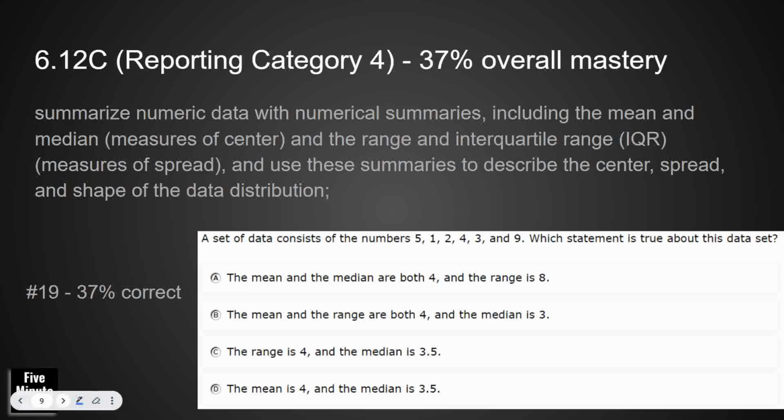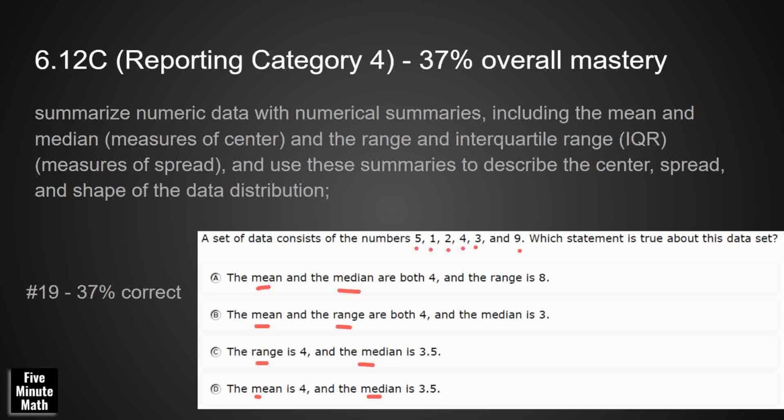So next, we are looking at 6.12c. This is in reporting category 4. We had 37% overall mastery. So we're summarizing numeric data. We only had 37% correct. So we had this data set here, and it's a pretty straightforward data set. And it's 5, 1, 2, 4, 3, 9. And we need to look at the mean, median, the mean again, range, range again, median again, mean, and median. So we've got 3 things to do: mean, median, and range.